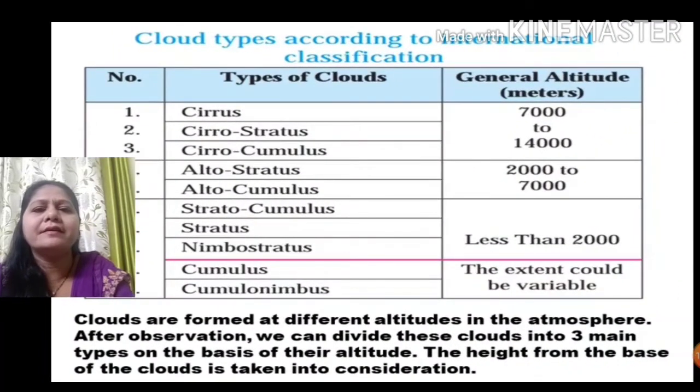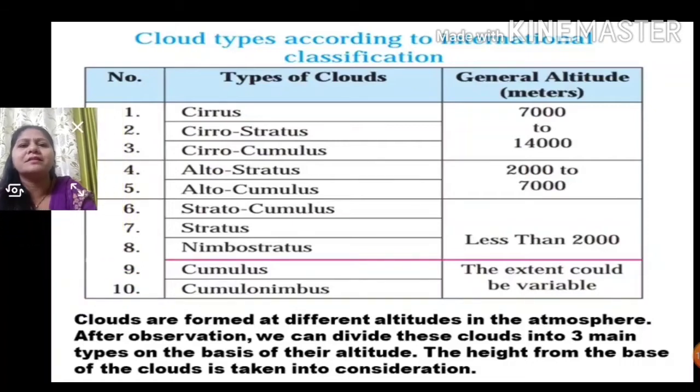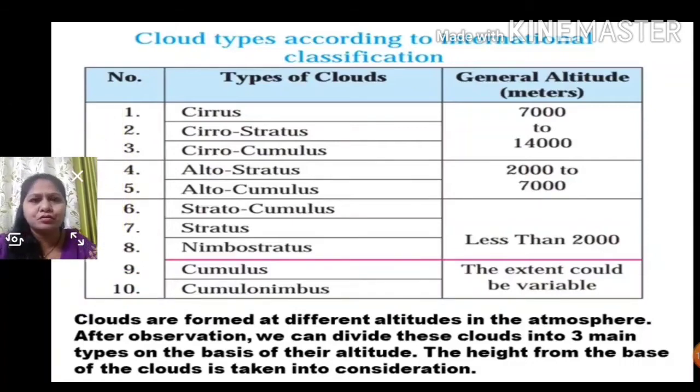Okay, now let us divide these clouds. Now we are going to see these clouds, and pay attention to the names of these clouds. These are the types of clouds according to the international classification. Clouds are classified on the basis of height, that is, at what height they are present. On that basis we can divide clouds into four groups, right?